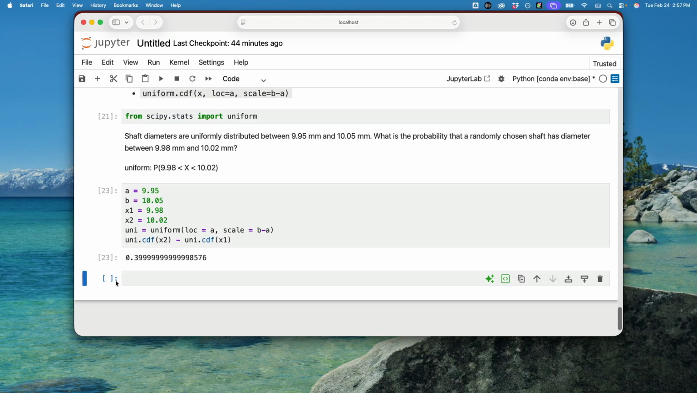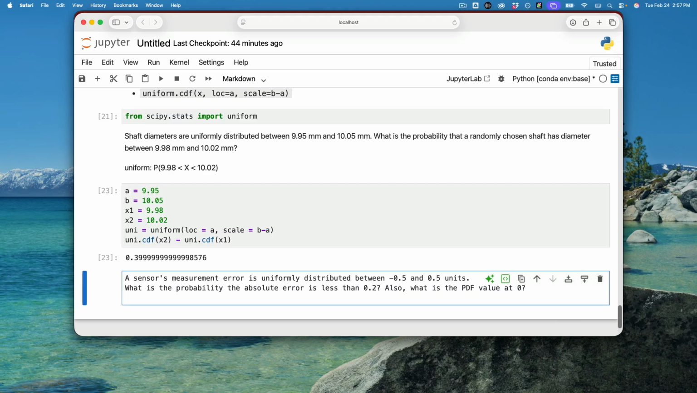Okay, here's another example. A sensor's measurement error is uniformly distributed between minus 0.5 and 0.5 units. So this could be particulate matter or some concentration. What's the probability that the absolute error is less than 0.2? So the absolute value of the error. That's not absolute error in the sense of numerical methods, like relative, approximate, or absolute error. So that's the absolute value of the error.